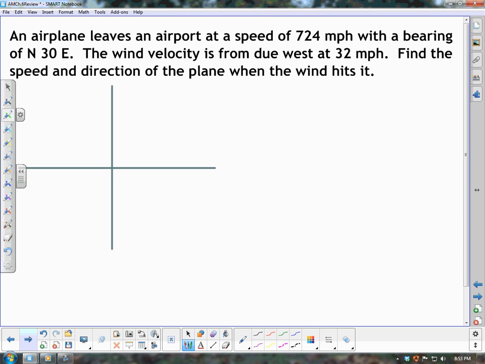All right, so an airplane leaves an airport at a speed of 724 with a bearing of north 30 east. So that's like this. That's 30 degrees going there. This is 724 because the magnitude is like the speed of the plane. So if that's 30, this angle is 60. And so then the vector is 724 cosine 60, sine 60.